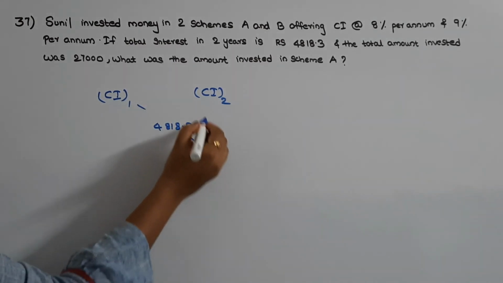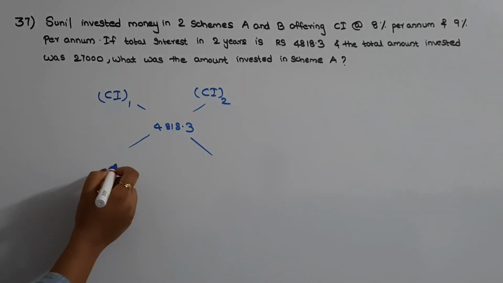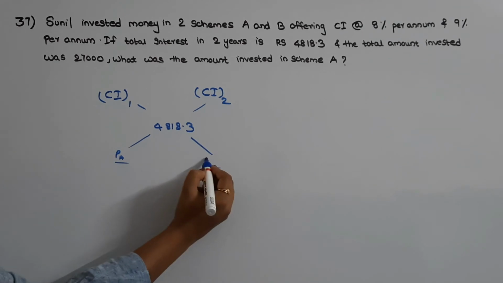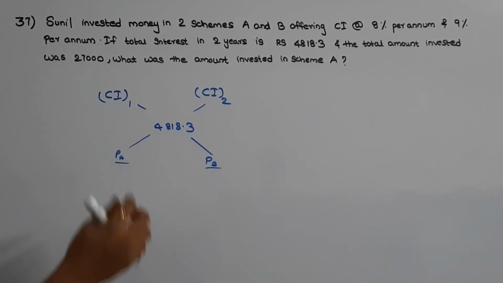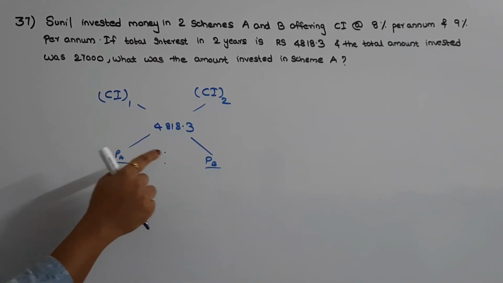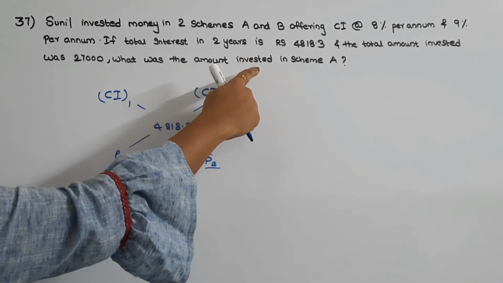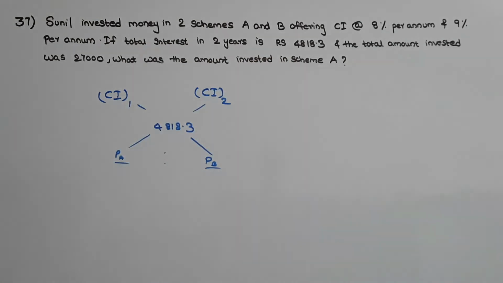Then you need to take the differences diagonally, and these values will be the ratio of the principal of A and principal of B. So once we get the ratio of principal A and principal B, we can easily find out the value of the principal invested in scheme A.